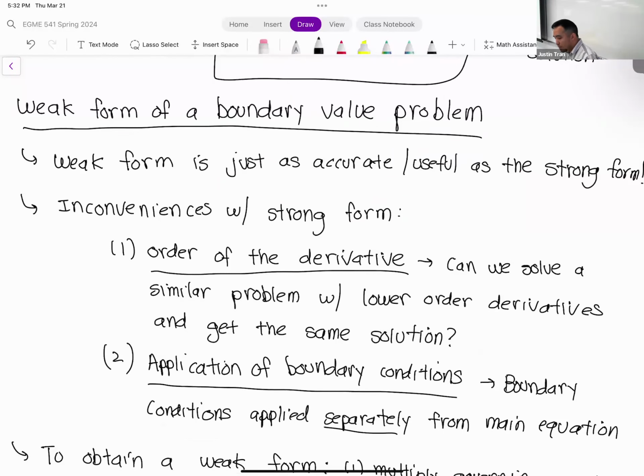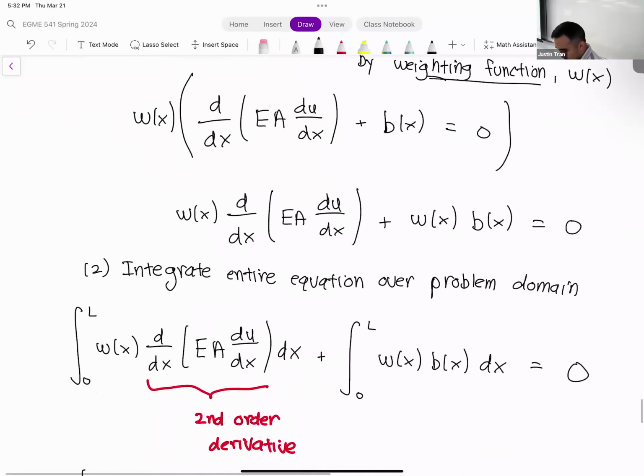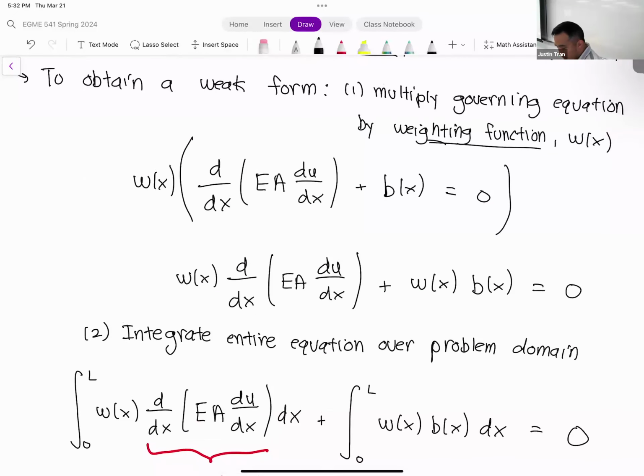So we're introducing this concept of a weak form, which is the same problem. I want to emphasize that a weak form is no different than the strong form. If you solve it exactly the same way, you get the same solution. It's just presented in a different mathematical form that makes certain things more convenient.